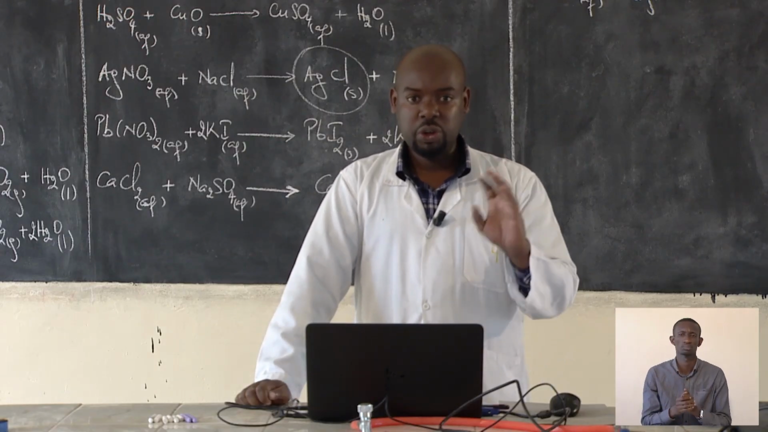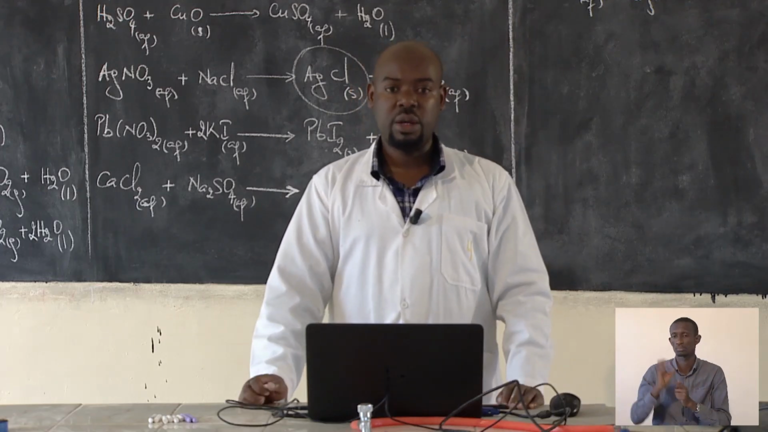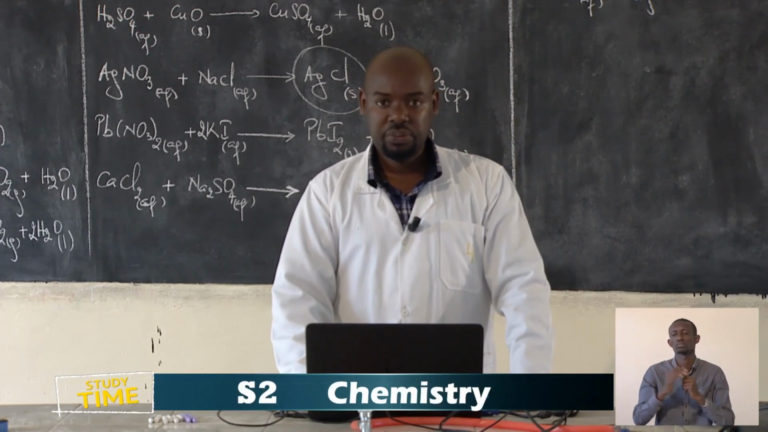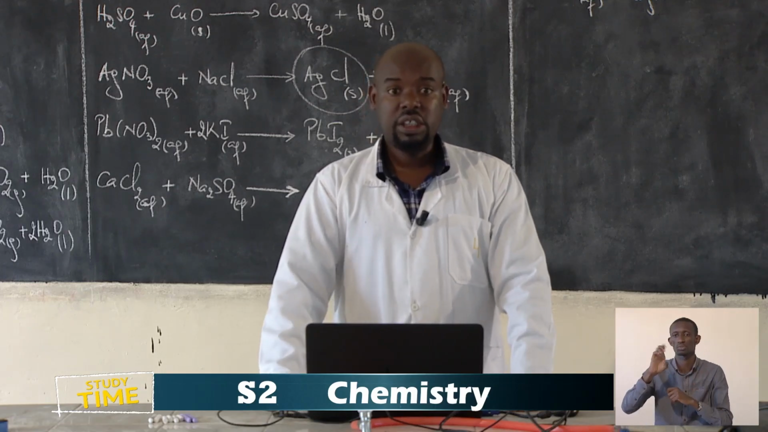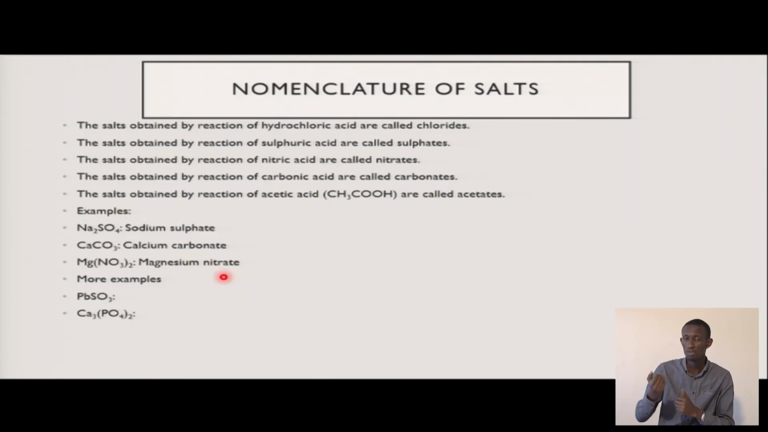So it is also possible to use a metal oxide and heat it at a very high temperature with a non-metal oxide and you get salts. On the next slide, we have the nomenclature. We have studied the nomenclature of salts in Senior 1, but here I want to remind you how we name different salts.